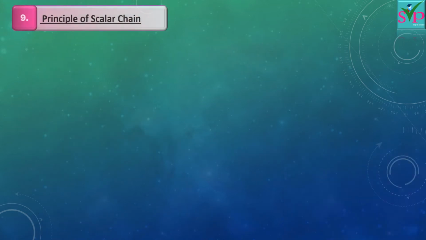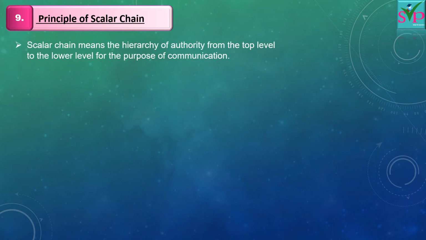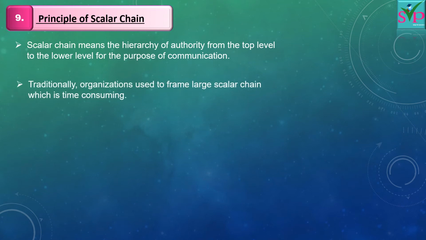Ninth principle is principle of scalar chain. Scalar chain means hierarchy of authority from the top level to the lower level for the purpose of communication. It means it is a chain of all supervisors from the top management to the persons working in the lowest level. Traditionally, organizations used to frame large scalar chain, which is time consuming. You know, students, a clear line of communication is very important in an organization from top level to lower level to achieve its objective.